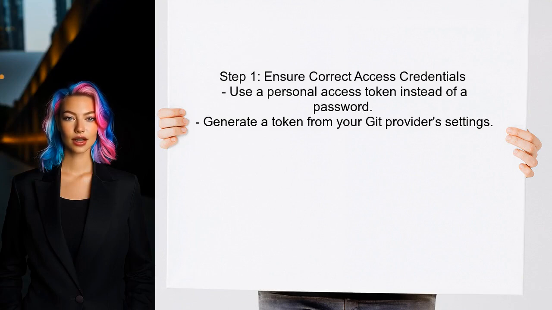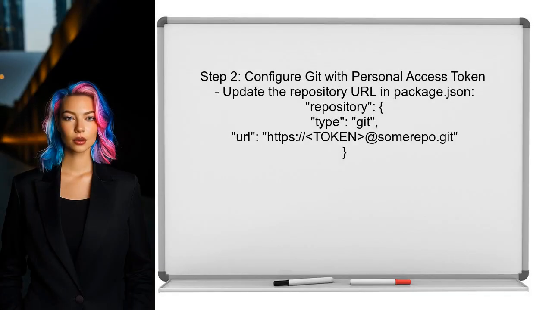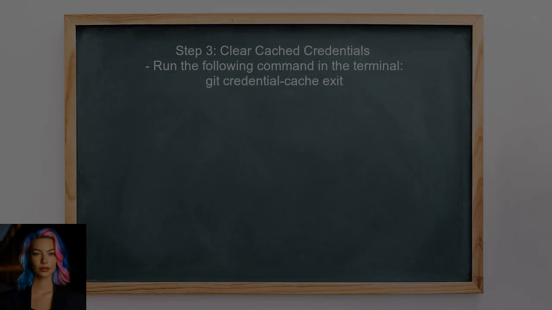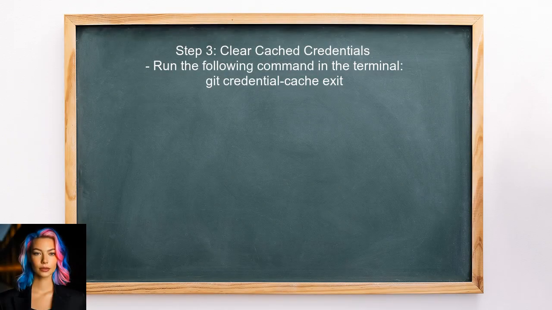To resolve the authentication error, the user should first ensure that they have the correct access credentials for the private repository. This typically involves using a personal access token instead of a password. Next, the user needs to configure their Git to use the personal access token. This can be done by updating the remote URL in the package.json file to include the token. After updating the URL, the user should clear any cached credentials that might be causing conflicts. This can be done by running a specific command in the terminal.